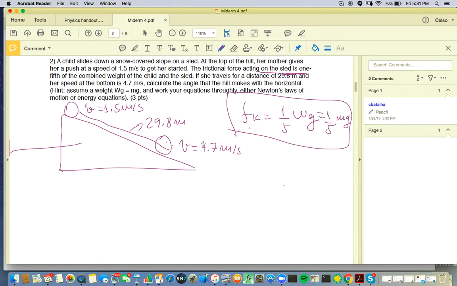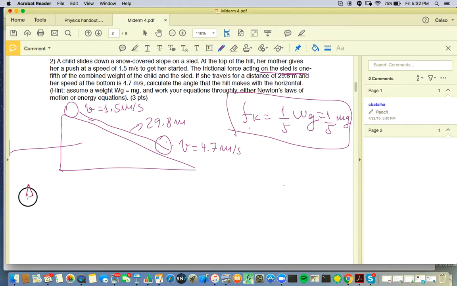Okay, very good. So there are several approaches to this problem. Some students saw the initial velocity, the final velocity, and the displacement, and immediately thought about the kinematic equation and got the acceleration, right? That's a good approach. You could also use conservation of energy, or the concept of the work-kinetic energy theorem. So I'm going to use the work-kinetic energy theorem.